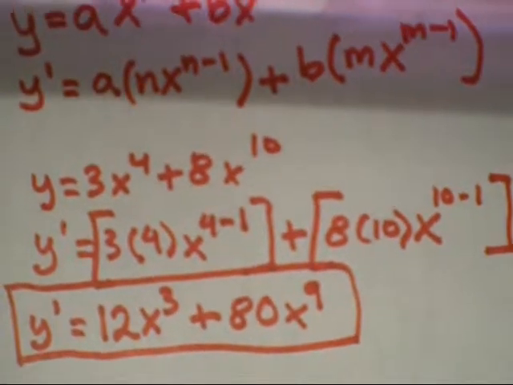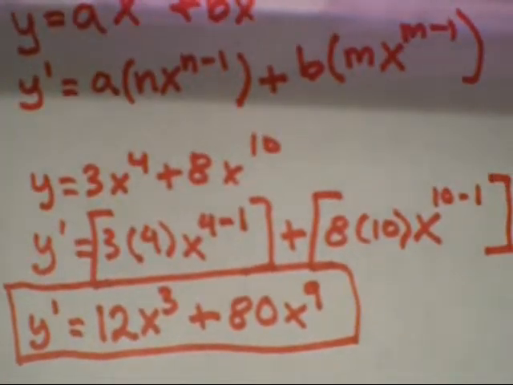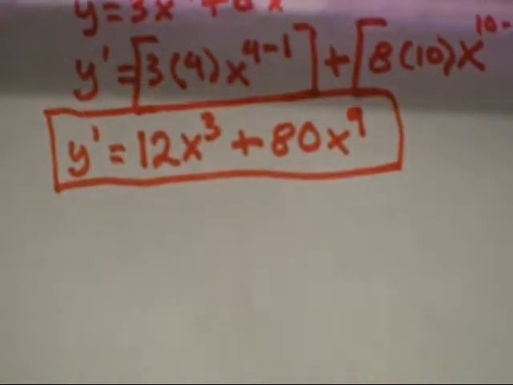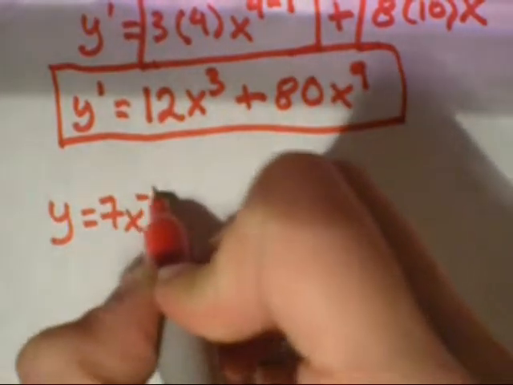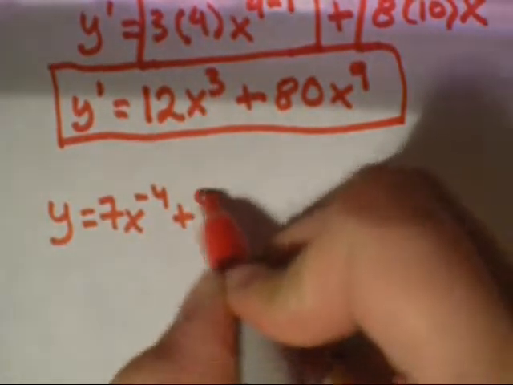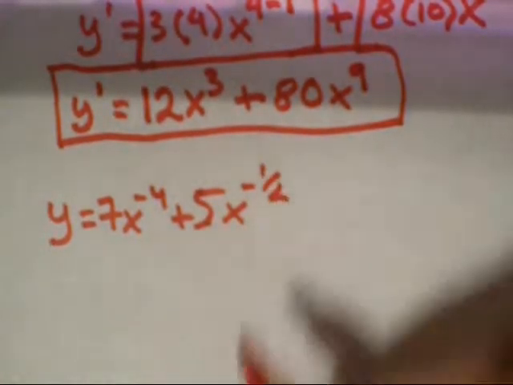As you see, the addition rule isn't that complicated. It's pretty much the same thing. You just have to remember to keep your constants out front. Let's look at a slightly more complicated example. y equals 7x to the negative 4th plus 5x to the negative 1/2.